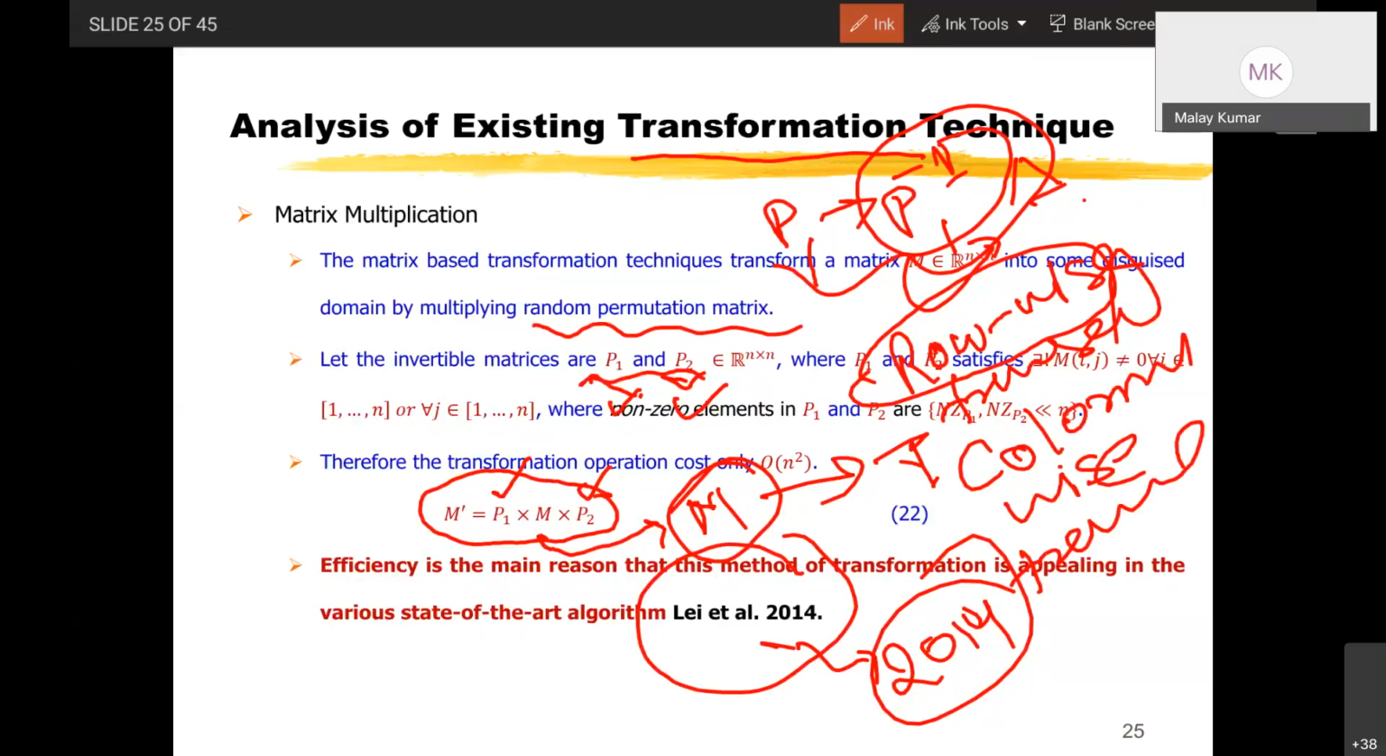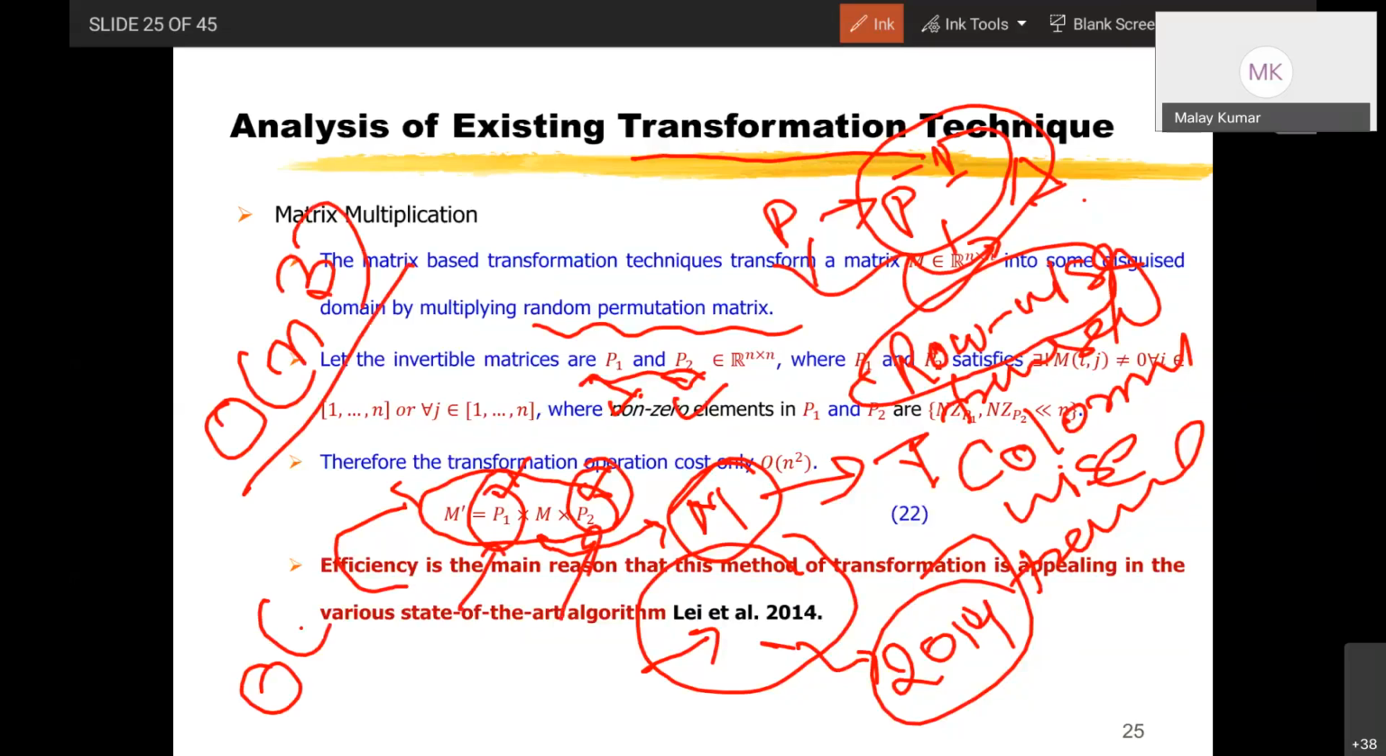The reason this is used in this article is that it's very efficient. You know that performing matrix multiplication takes order of n cube. However, P1 and P2 are not vectors, they are square matrices, and even after that, the computation does not take more than order of n square.